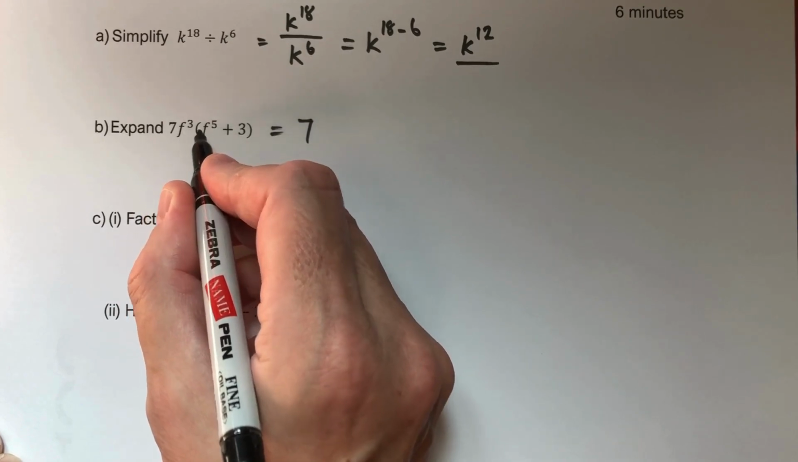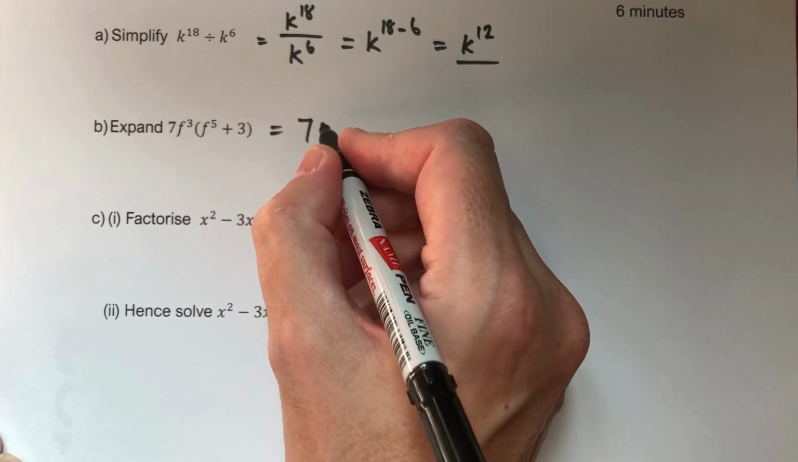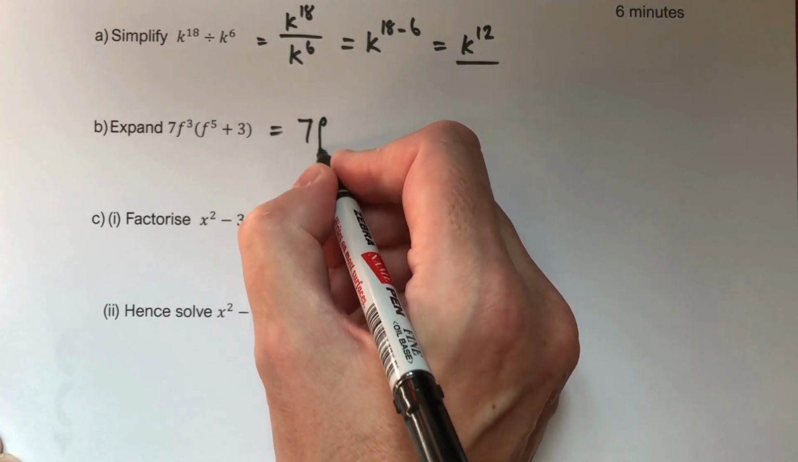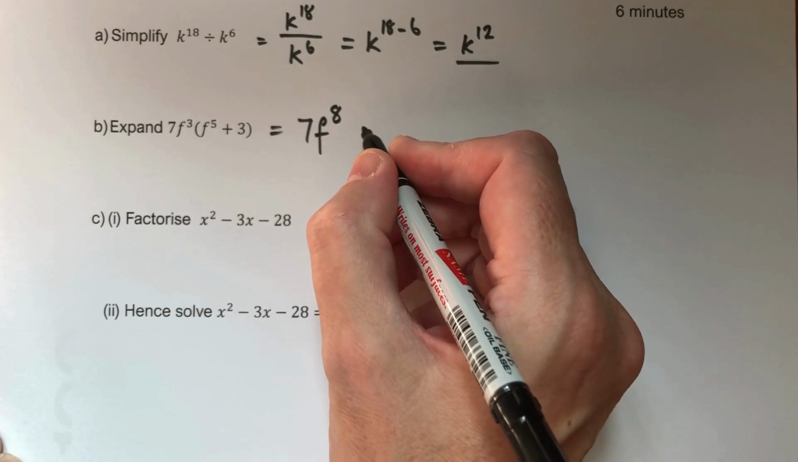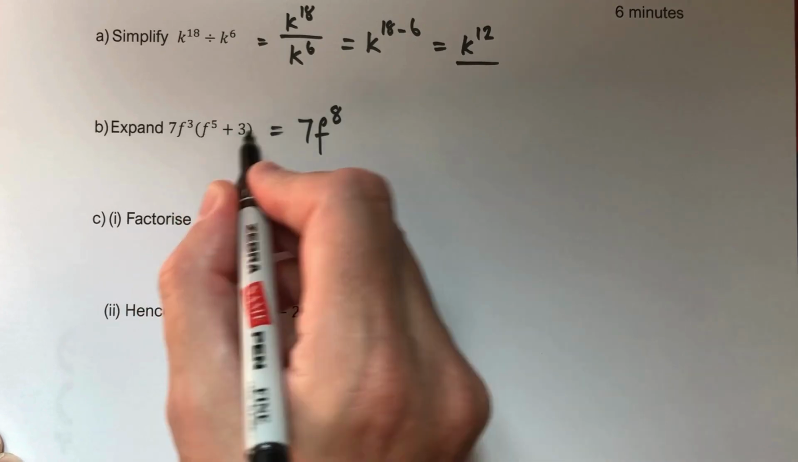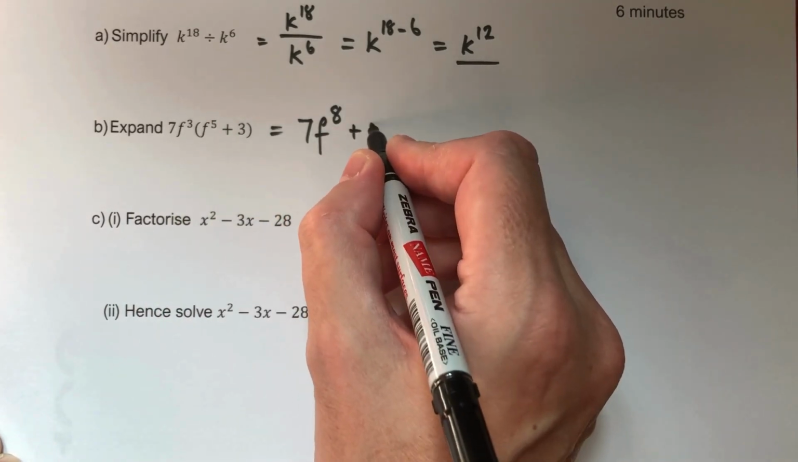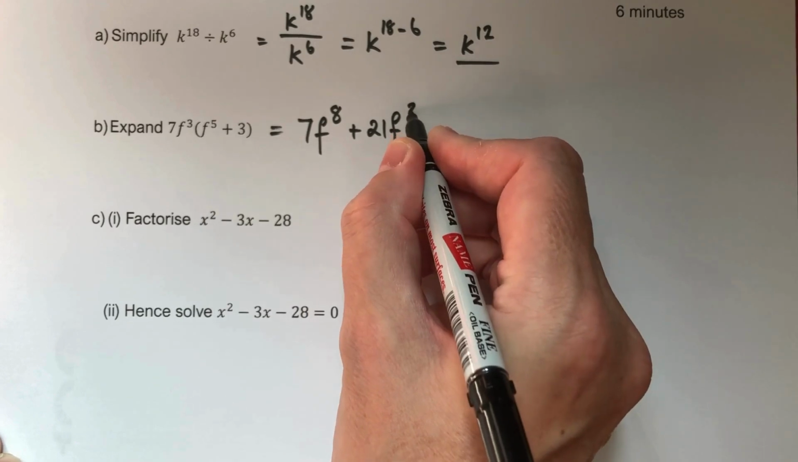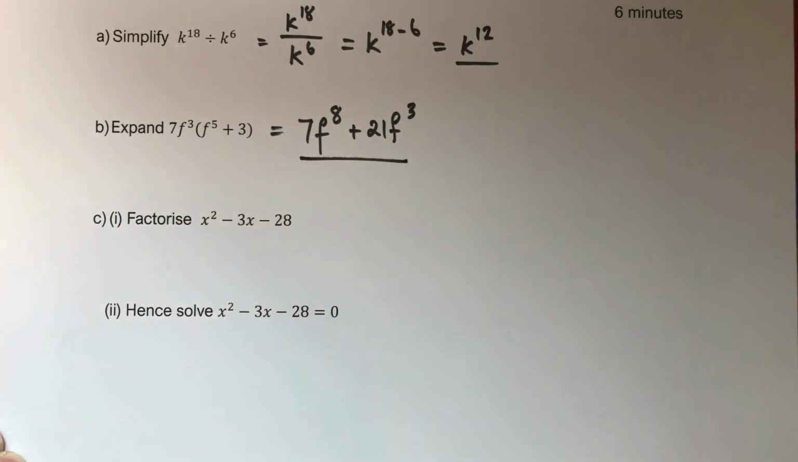Now we have to multiply f to the power 3 by f to the power 5, and when we multiply, we add the indices. So that's 7f to the power 8. Then we have to multiply the 7f to the power 3 by the positive 3, so we get plus 21f to the power 3. And we're done.